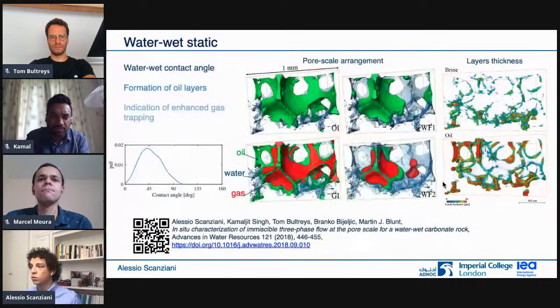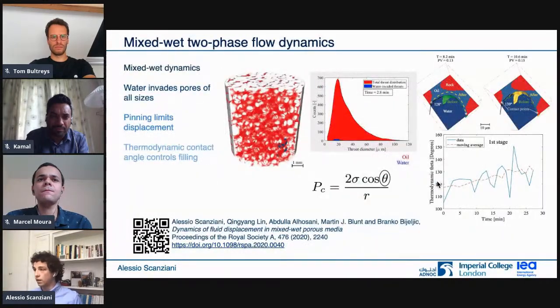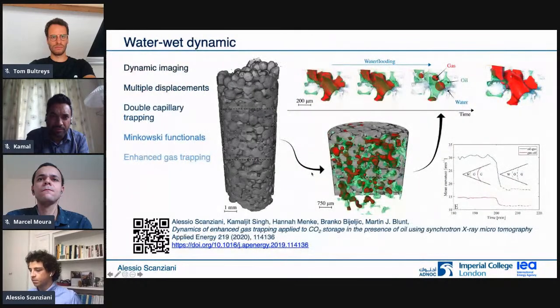After this experiment, we moved to a synchrotron facility, and we performed a dynamic experiment. This experiment was mainly the same as the one performed statically, but at the synchrotron facility. In this way, we were able to visualize the dynamics of the invasion of the fluids in the pore space. And the most interesting finding was the visualization of this double capillary trapping that happens when, after the first oil injection, water flooding, and gas injection, we re-inject water.